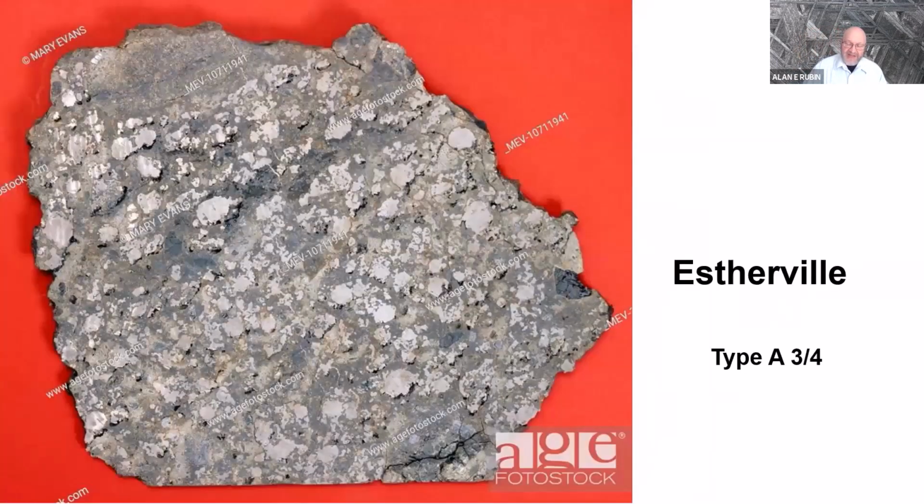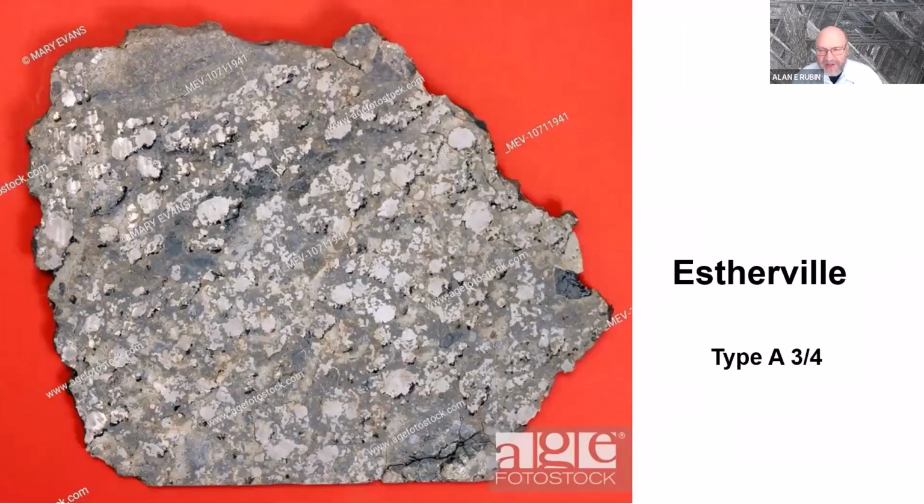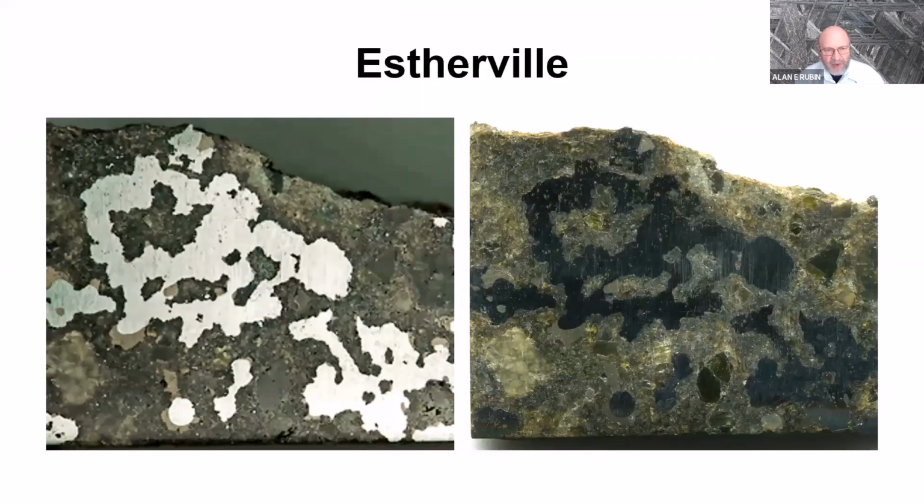Here's Estherville. This is, again, type A, as is Vaca Muerta. But its textural type is 3/4, indicating it has suffered appreciable amounts of impact melting. If we look at this picture of Estherville, both in reflected light on the left and transmitted light on the right, we can see there are large accumulations of metal, the white stuff, which has been melted, glommed together, and has surrounded some silicate fragments. The silicate actually also has a ragged boundary, indicating it's been somewhat melted. There's not a lot of small metal grains in the matrix because the metal has sort of pooled together, again probably due to impact melting processes.